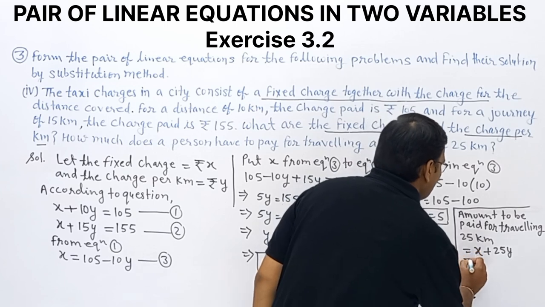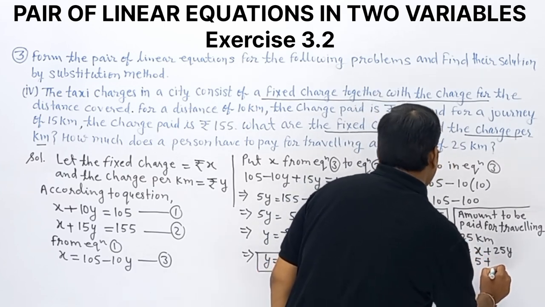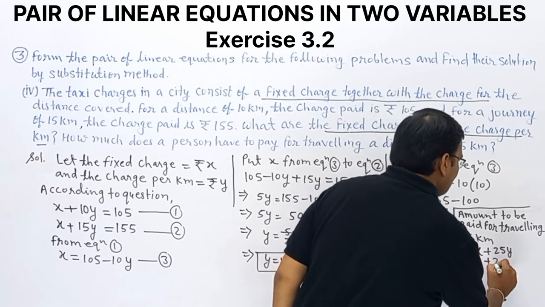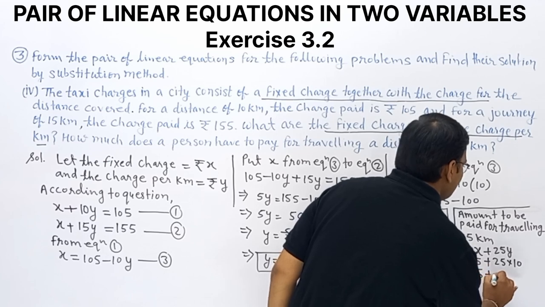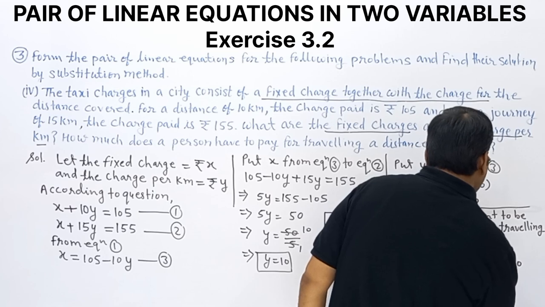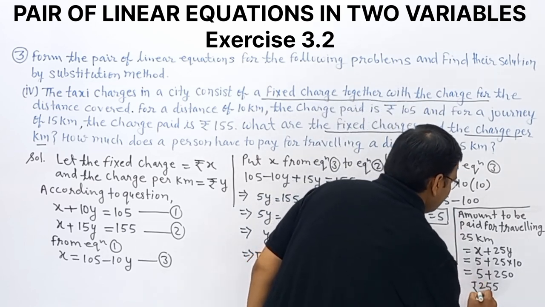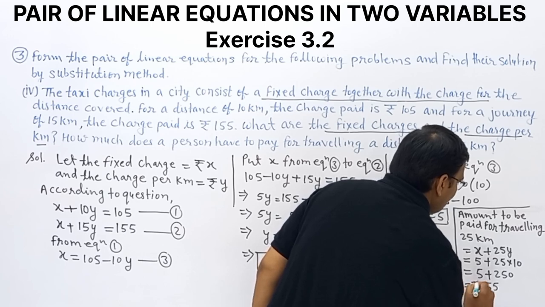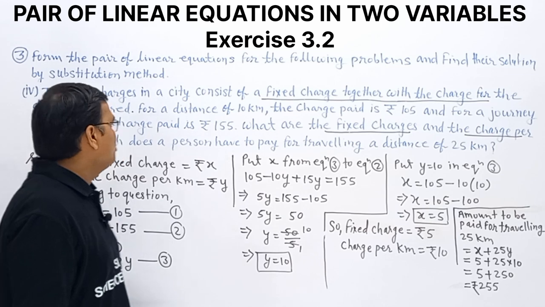Now put the values and solve. x is 5 plus y is 10, 25 into 10. Solve this one. 5 plus 250. Finally we are getting 255 rupees. So the amount to be paid for traveling 25 kilometers is rupees 255. This will be the solution of this one.